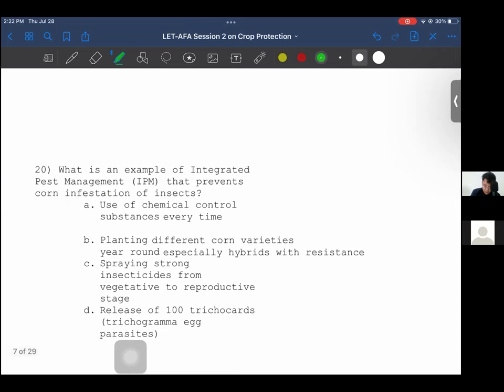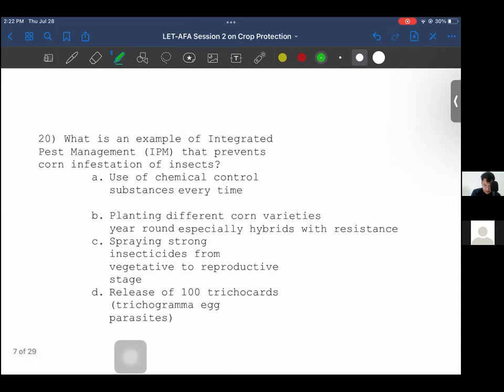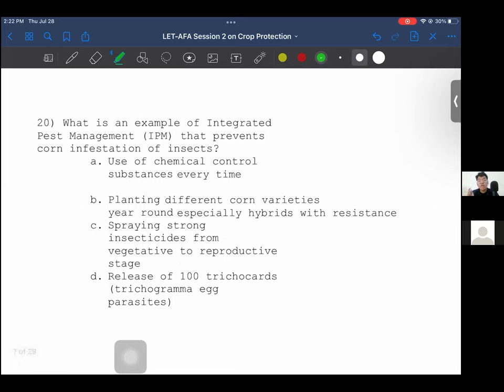Okay, so before we take our break, let's answer this. Number 20, what is an example of integrated pest management or IPM that prevents corn infestation of insects? Letter A, use of chemical control substances every time. B, planting different corn varieties year round, especially hybrids with resistance. C, spraying strong insecticides from vegetative to reproductive stage. Letter D, release of 100 trichocards, trichogramma egg parasites. So what do you think is the answer for this? This is all integrated pest management.